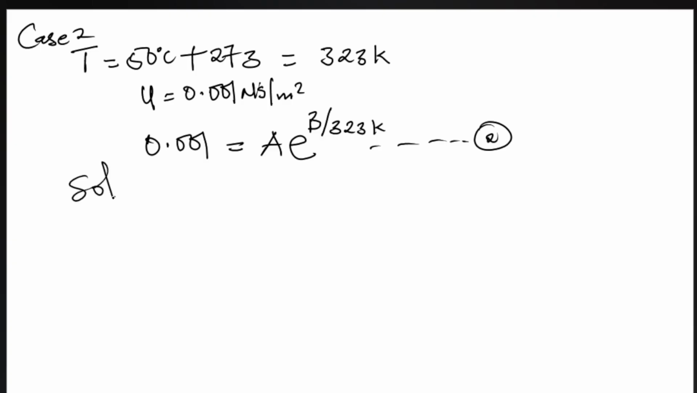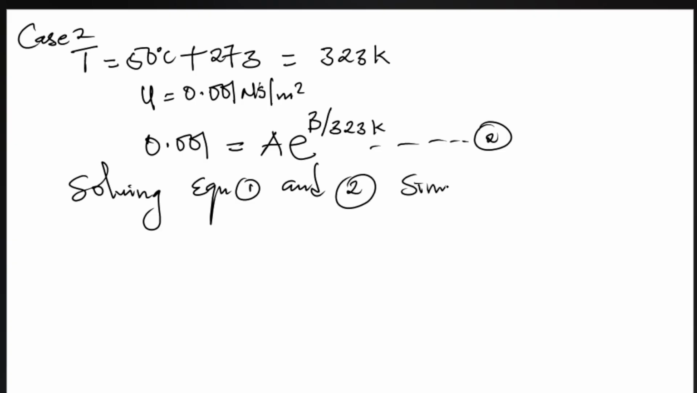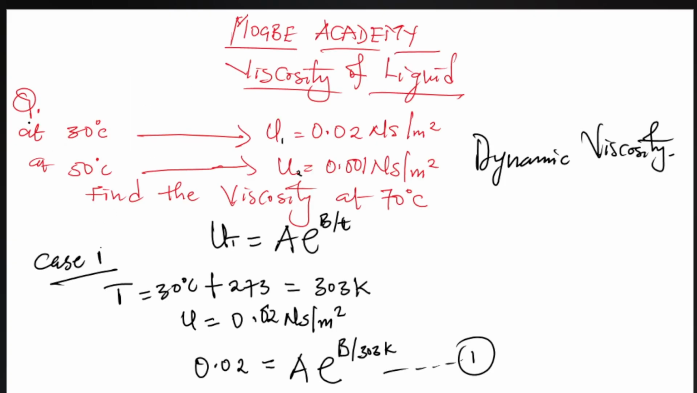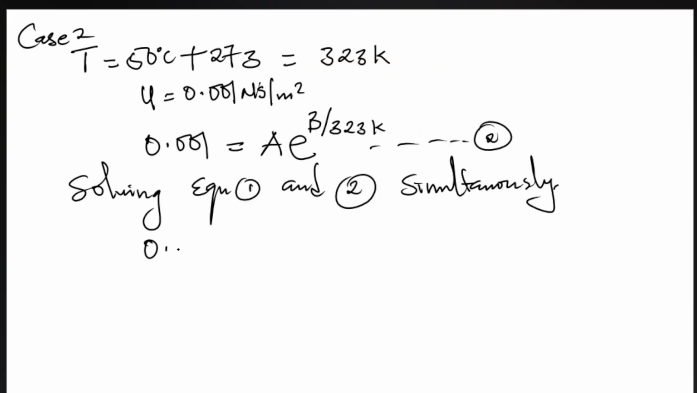Now solving equations 1 and 2 simultaneously, you simply state your equation 1. Your equation 1 will be 0.02, and this is equal to A exponential B divided by your temperature for equation 1. It was 303. So we can divide equation 1 by equation 2, and if you do that, we have this dividing what?